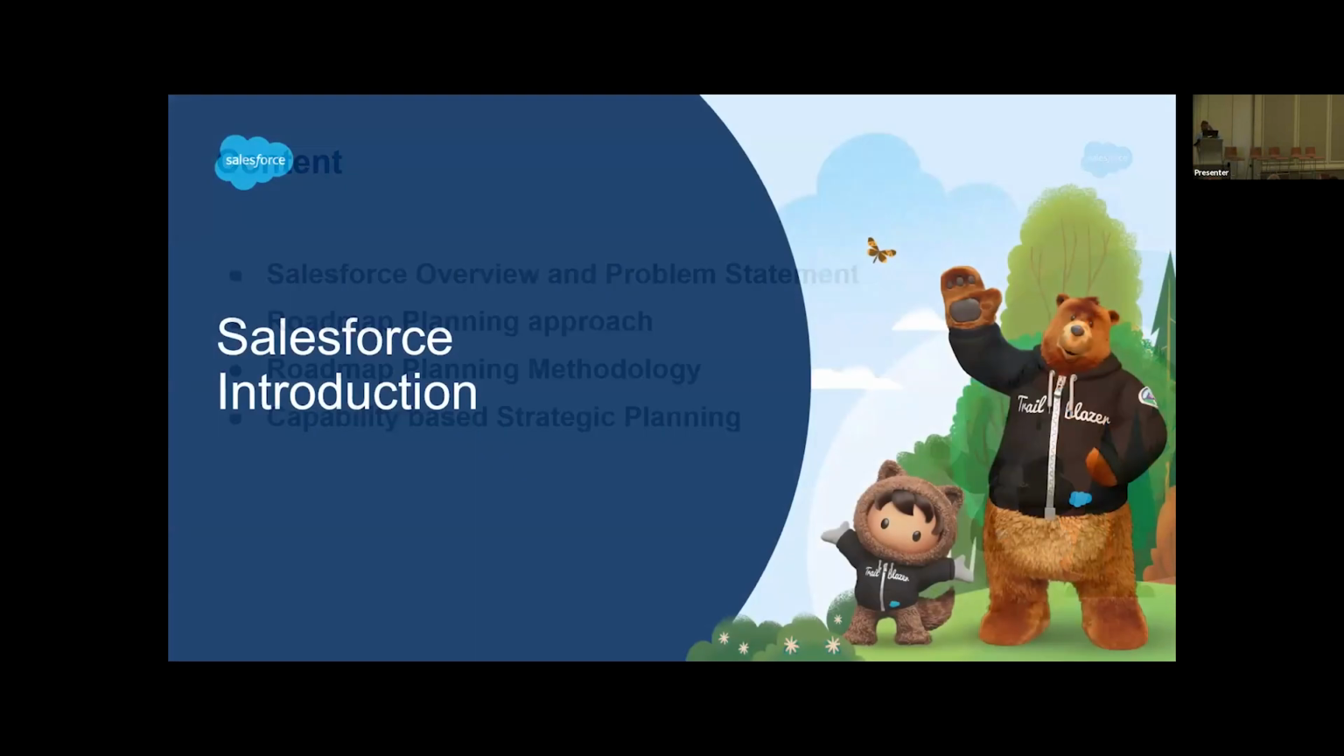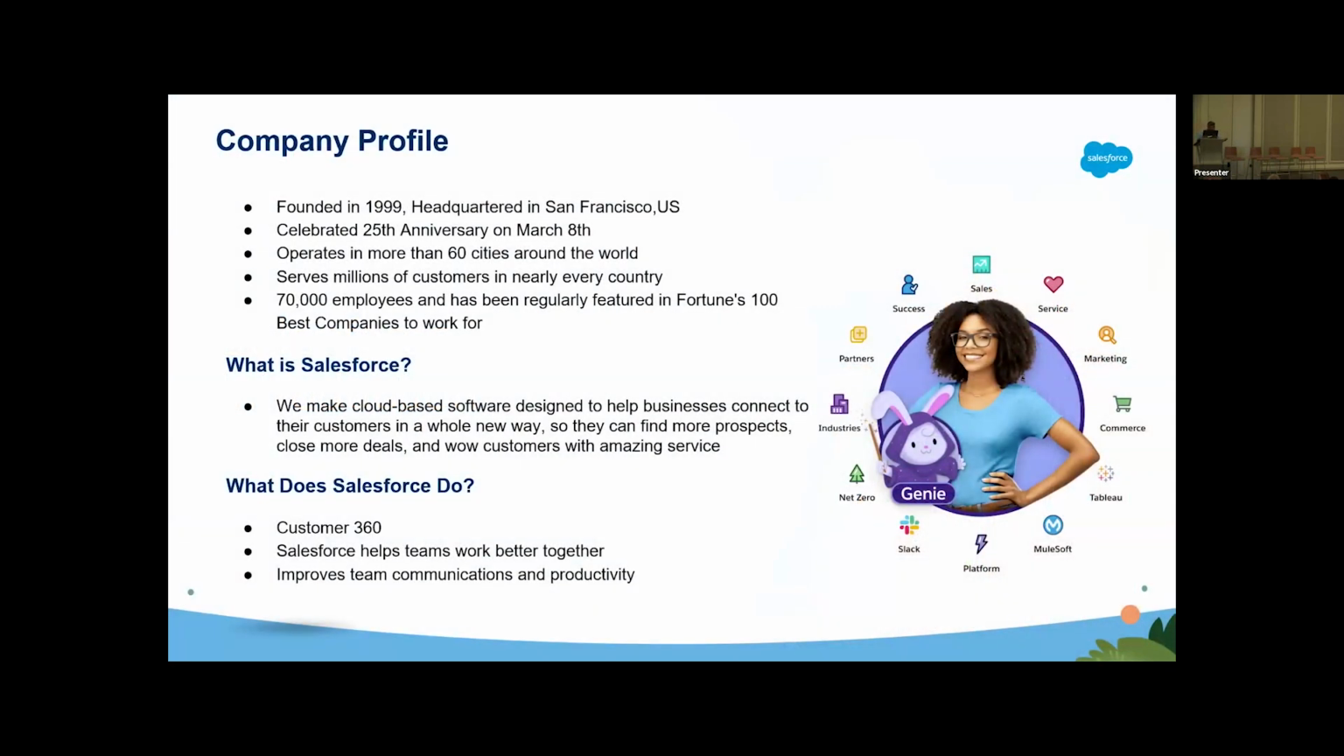And for people who do not know Salesforce, it was founded in 1999. We celebrated our 25th year in March. If you have looked at how Salesforce is growing, it's always been a growing company for the last 25 years. It's based out of 60 countries, and we have 70,000 employees spread across the world. It's a really big organization.